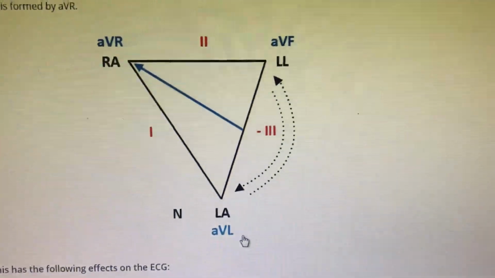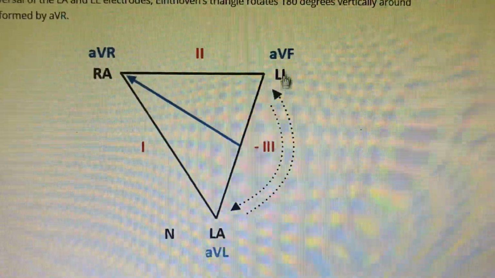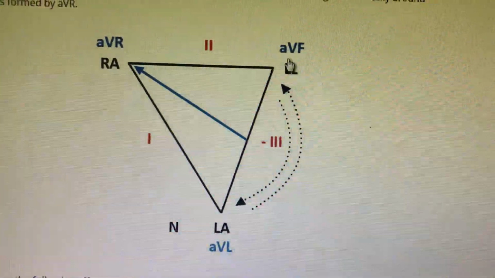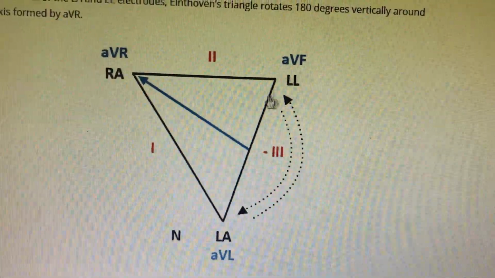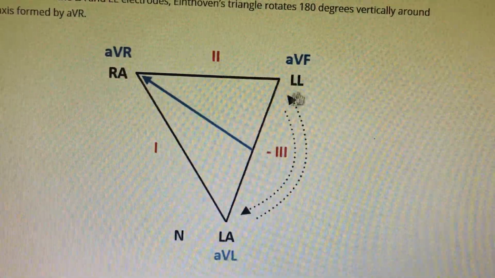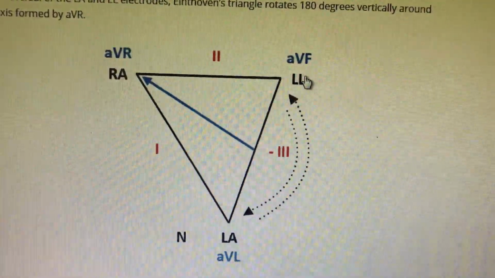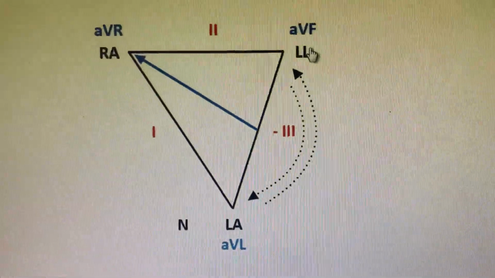Okay. So the next one is the left upper limb and left lower limb lead misplacement. That is, we are putting the left upper limb's lead in the left lower limb and the left lower limb's lead in the left upper limb. This kind of picture will be seen. So two things to keep in mind.